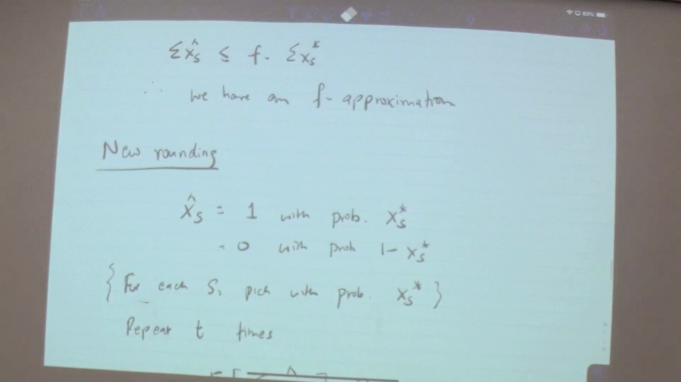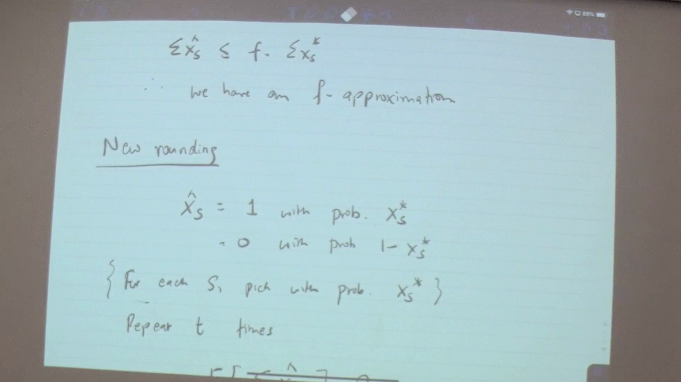Get the linear program values, round it, pick the set. Repeat it C times. If you pick the same set twice, that doesn't matter. You just pick it twice. You don't actually keep two copies, you just pick it once.